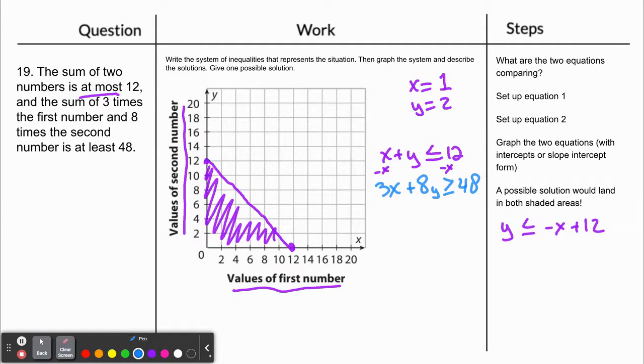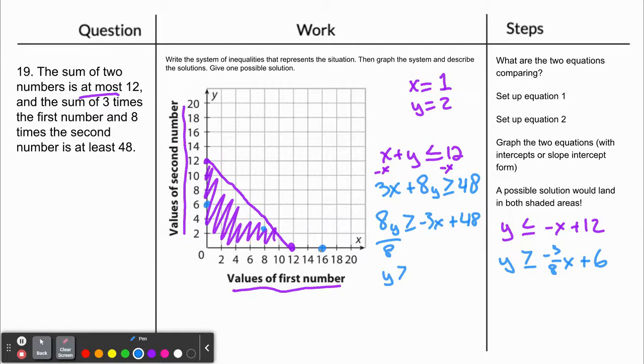Our second equation, I'm going to go ahead, this is going to be a little bit uglier, so we get 8y is greater than or equal to negative 3x plus 48. Divide both sides by 8, I get y is greater than or equal to negative 3/8 x plus 6. So I'm going to go up 6, and my slope is negative 3/8. So I'm going to go down 3 and over 8, down 3 and over 8.